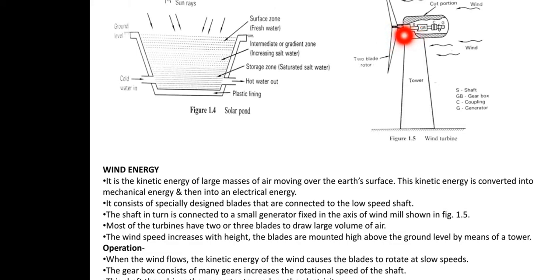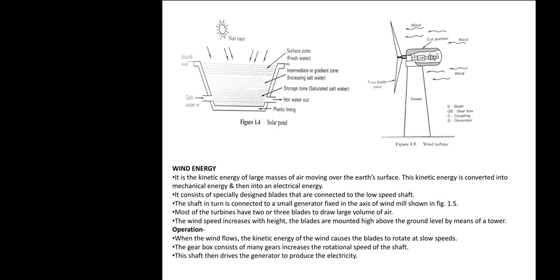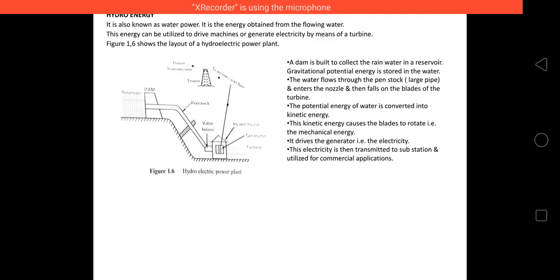Okay, but see, this shaft is rotating at low speeds, but here a gearbox is attached. So what will happen? That low speed is converted into high speed. Okay, and finally it is connected to a generator, and because of that electricity will be generated. Okay, so in this way the electricity is generated with the help of a windmill.